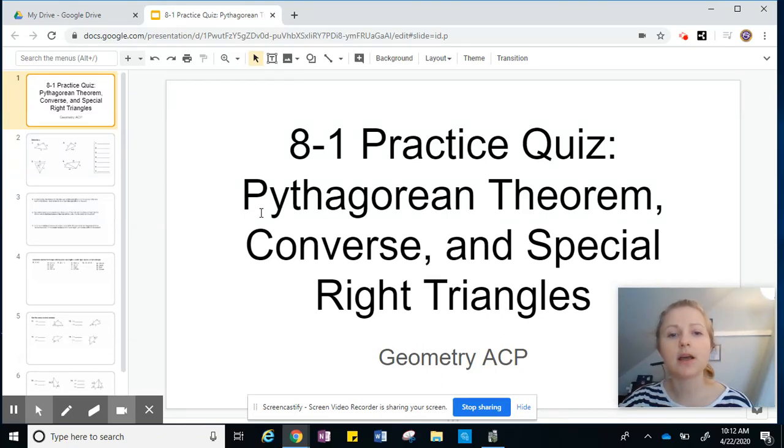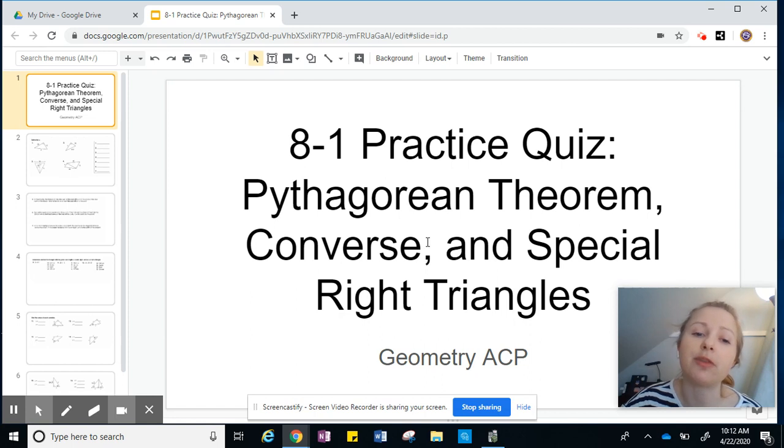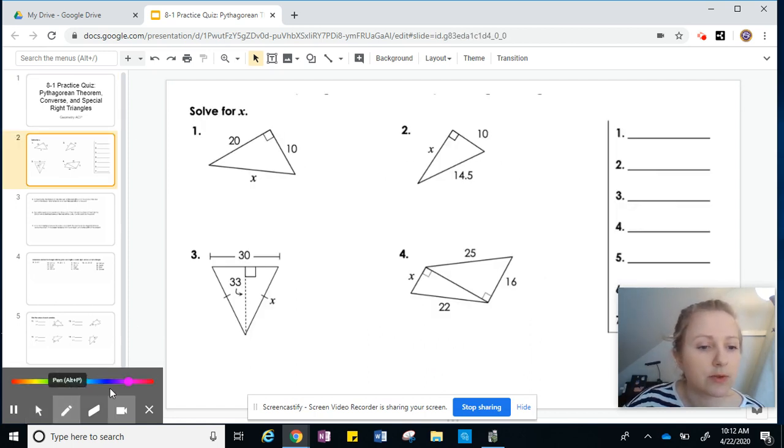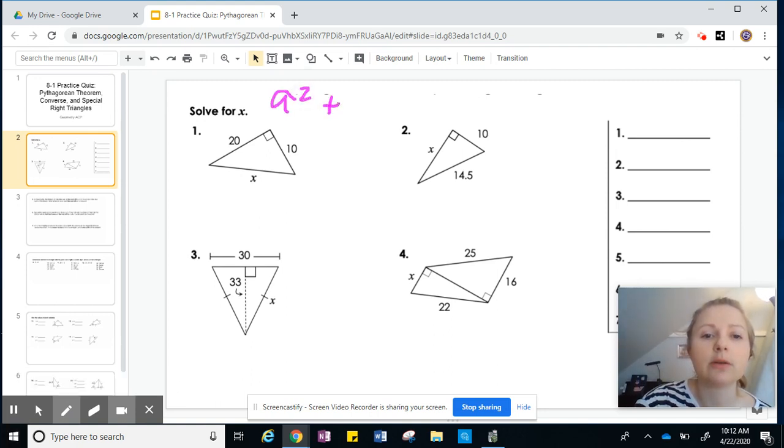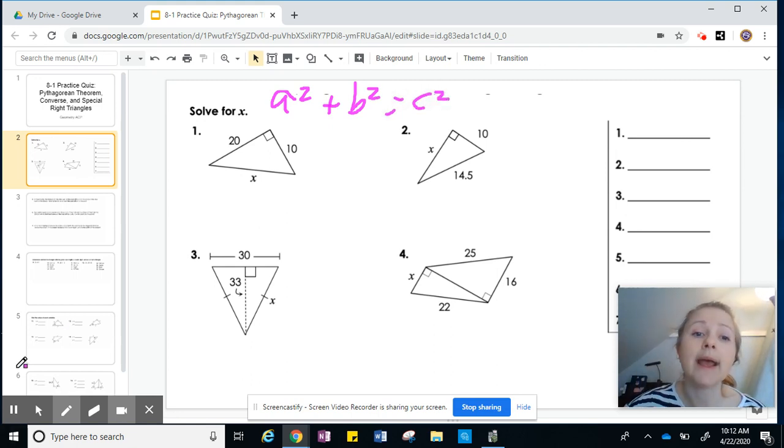All right, so let's go over the practice quiz for your quiz on the Pythagorean theorem converse and special right triangles. So we'll start by remembering that the Pythagorean theorem is a squared plus b squared equals c squared, where a and b are the legs and c is the hypotenuse.